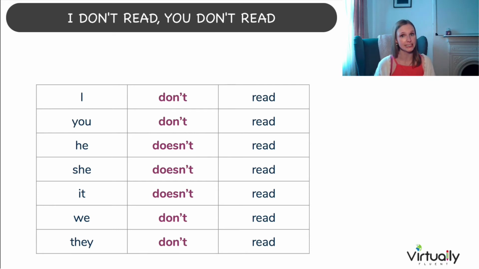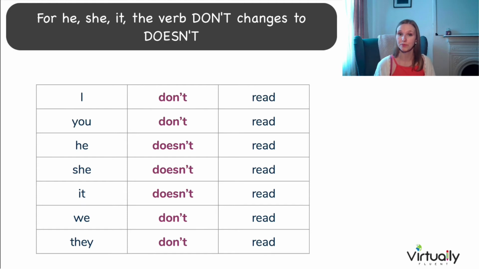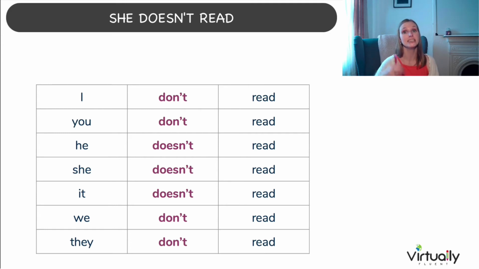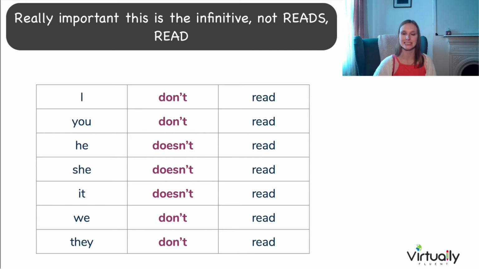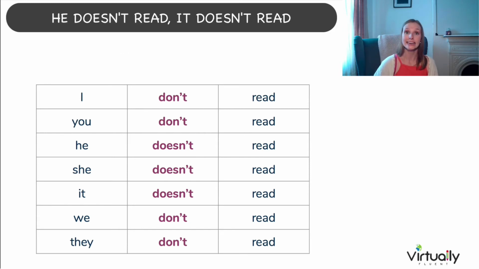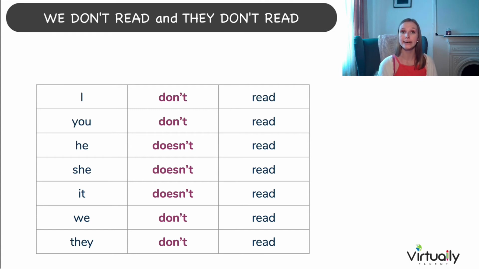I don't read, you don't read. For he, she, it, the verb don't changes to doesn't. She doesn't read. Really important, this is the infinitive, not reads, read. He doesn't read, it doesn't read, we don't read, and they don't read.